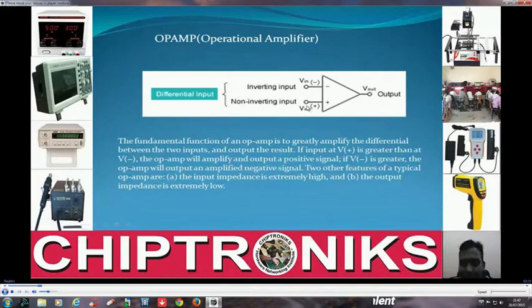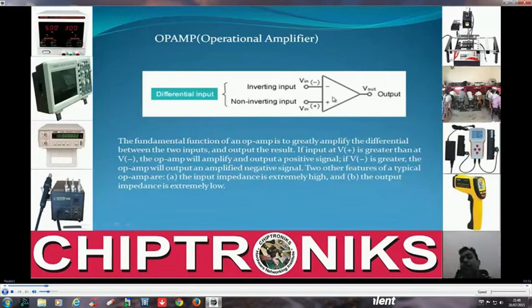So if the input at this V plus terminal is greater than this V minus terminal, then the output would be a positive amplified version of this difference. And if the voltage at this negative terminal is greater than the voltage at this positive terminal, then the output would be a negative voltage. How much negative? It would be an amplified version of this difference.